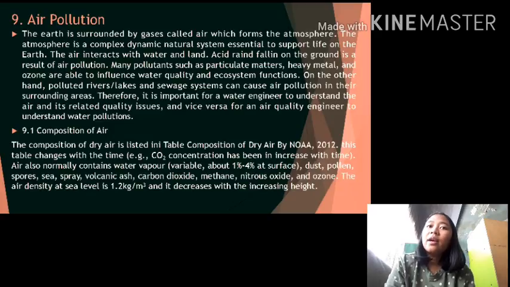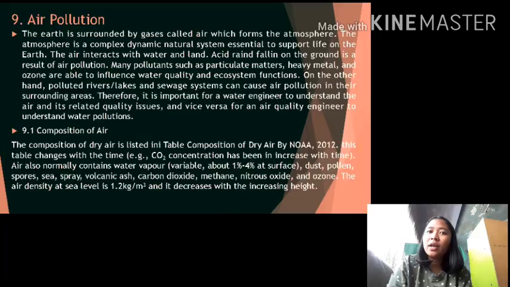9. Air pollution. The Earth is surrounded by gas called air, which forms the atmosphere. The atmosphere is a complex dynamic natural system essential to support life on the Earth. The air interacts with water and land. Acid rain falling on the ground is a result of air pollution. Many pollutants such as particulate matters, heavy metals, and ozone are able to influence water quality and ecosystem function. On the other hand, polluted rivers or lakes or sewage systems can cause air pollution in their surrounding areas. Therefore, it is important for a water engineer to understand the air and its related quality issues, and vice versa for an air quality engineer to understand water pollution.